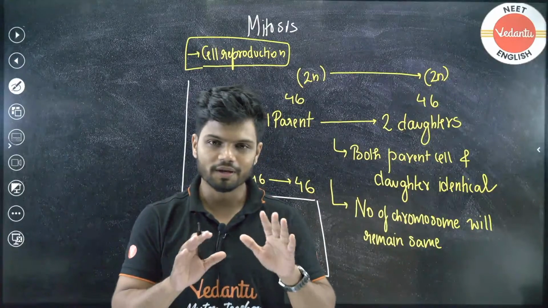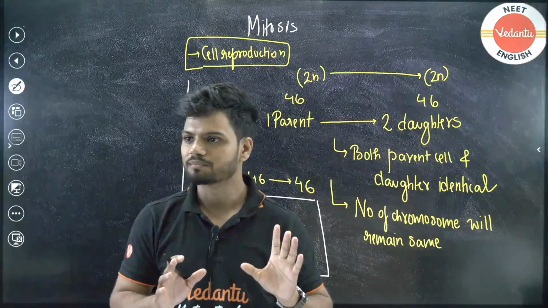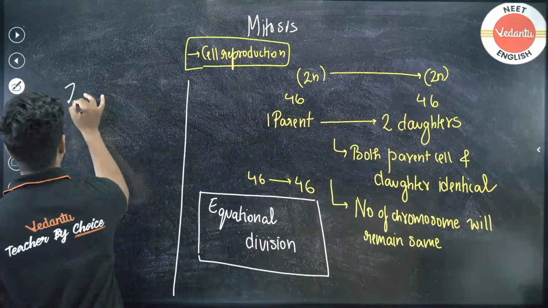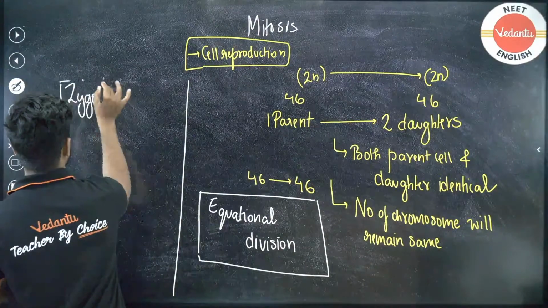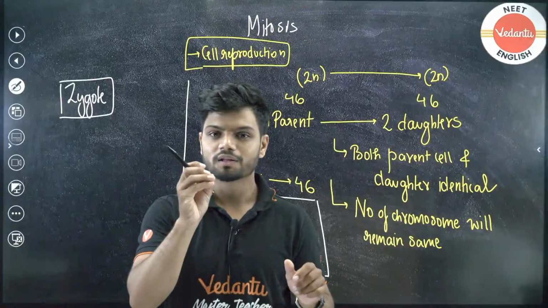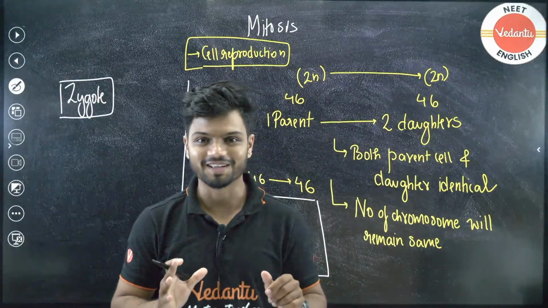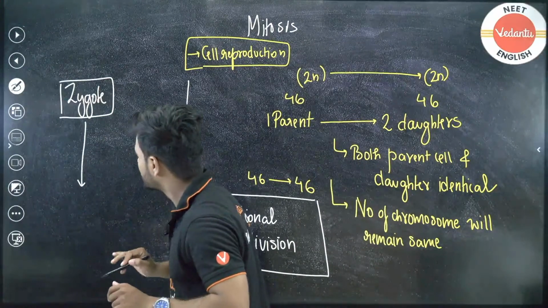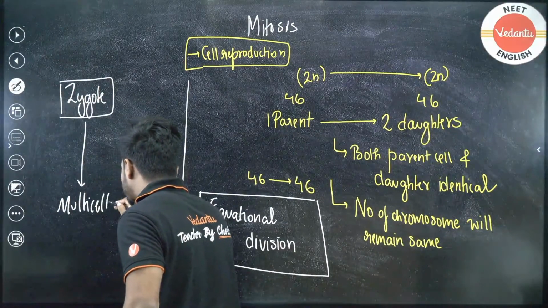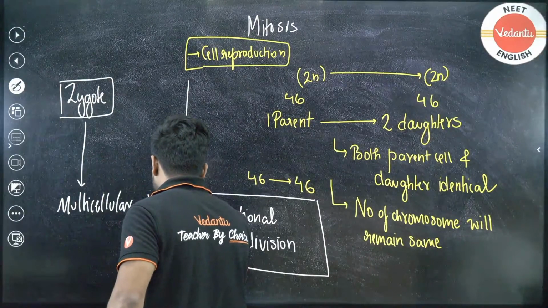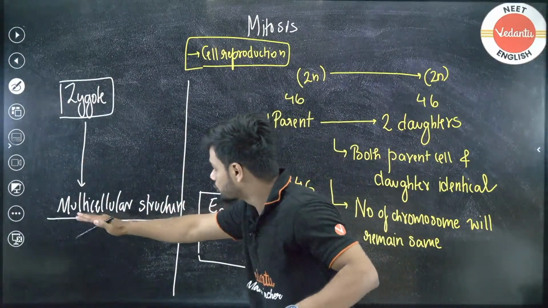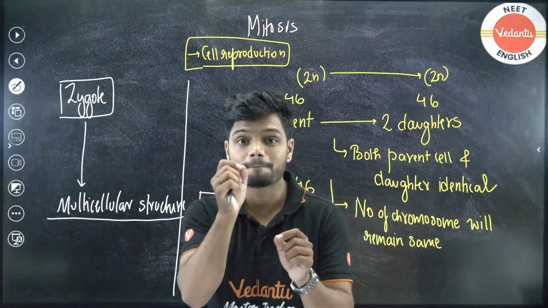All of you, at some stage in your life, were a single cell. That was your zygote, the starting stage of your life. Imagine if there was no mitosis. If there was no mitosis, there would have been no you right now. From a zygote to a multicellular structure, all of that is because of mitosis.